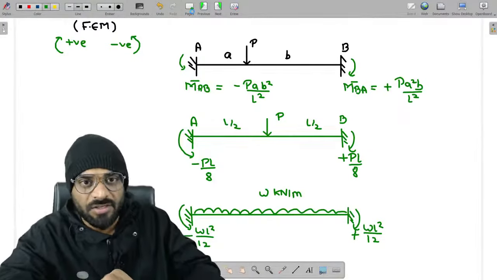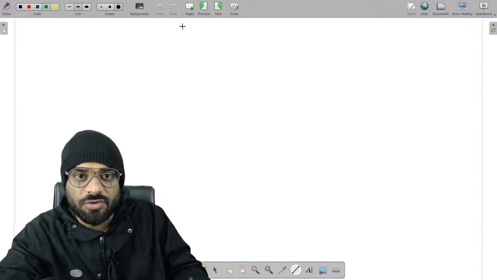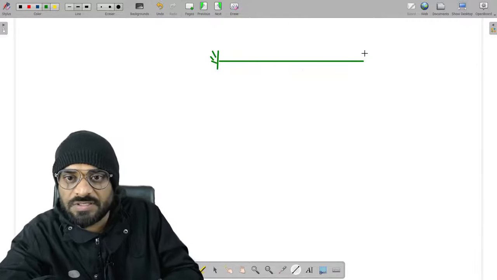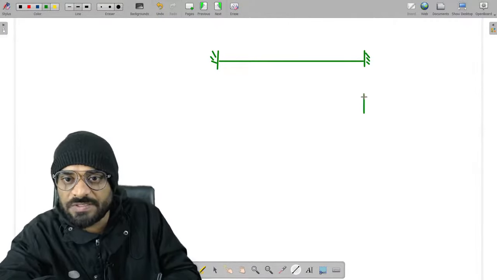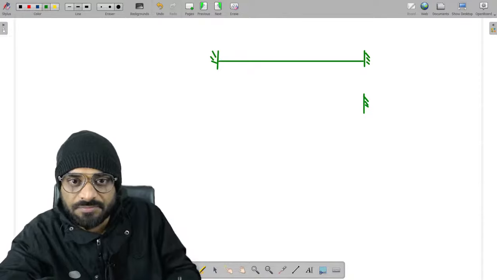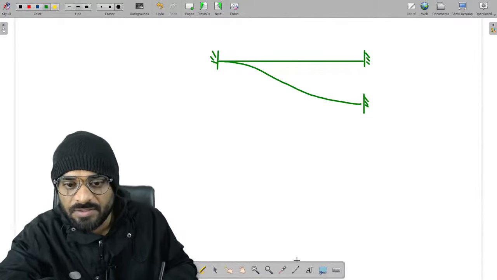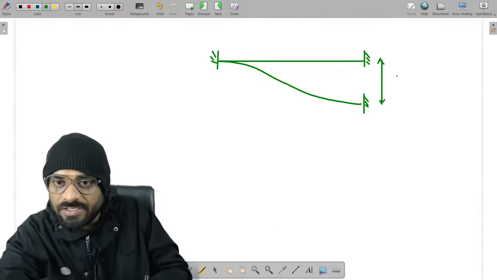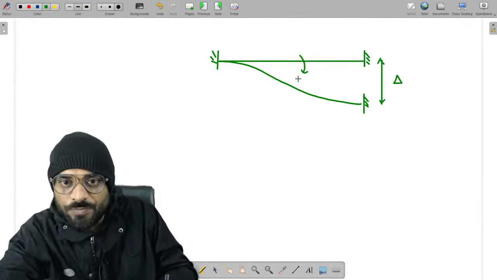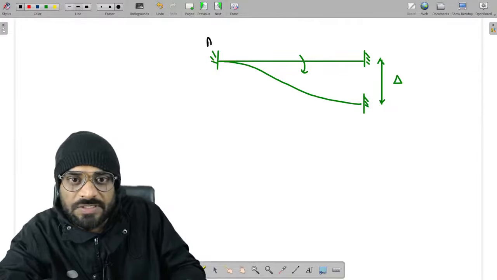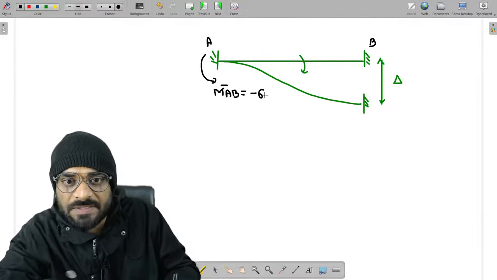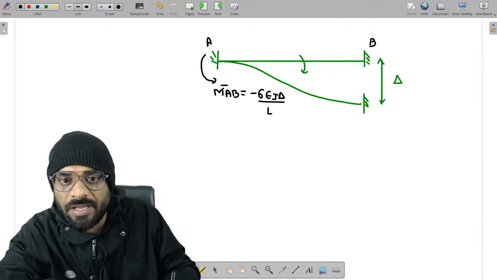Very important. One more value, guys, which you have to remember. Let us suppose this end is fixed, this is also fixed, and one of the supports is settled down by delta. The direction of settlement is downward, and this value is delta. This is A, this is B. So what is the value of moment? This is our MAB bar, which is equal to minus 6EI delta by L square.